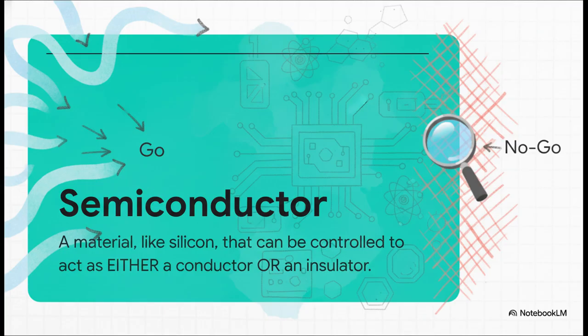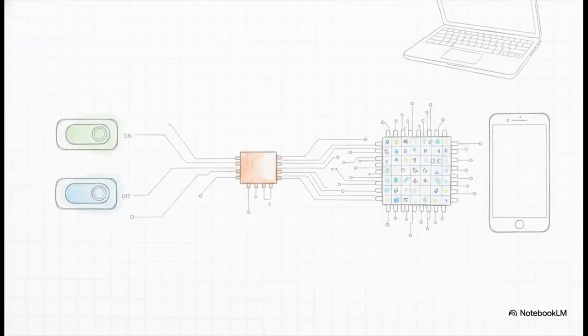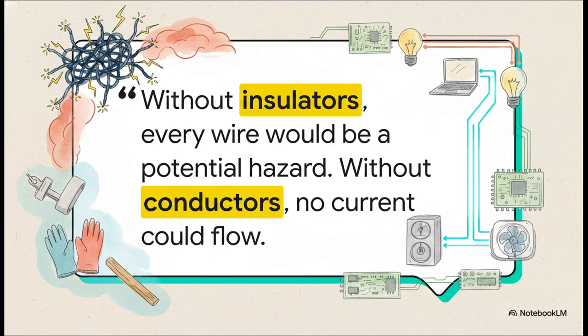We can control it. We can basically tell it when to be a conductor and let the electricity flow, and when to be an insulator and block it. It's like a tiny, controllable light switch, constantly flipping between go and no-go. And why is that such a big deal? Because that ability to switch on and off billions of times a second is the magic behind the transistor. It's the building block of every single microchip. That means it's the foundation of every computer, every server, and yeah, probably the very smartphone or device you're watching this on right now.